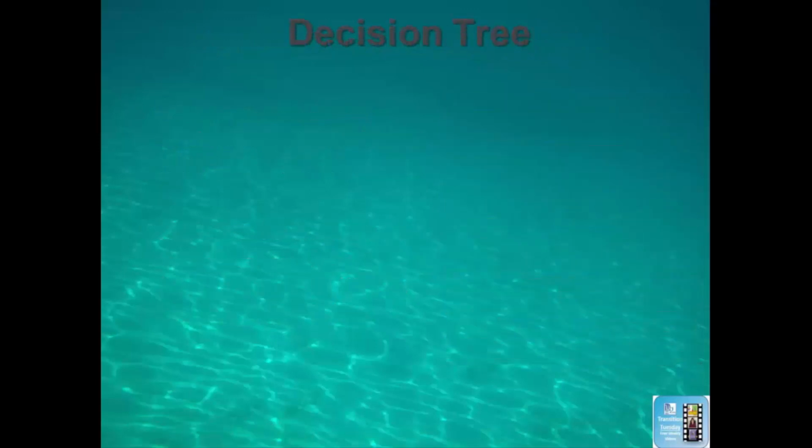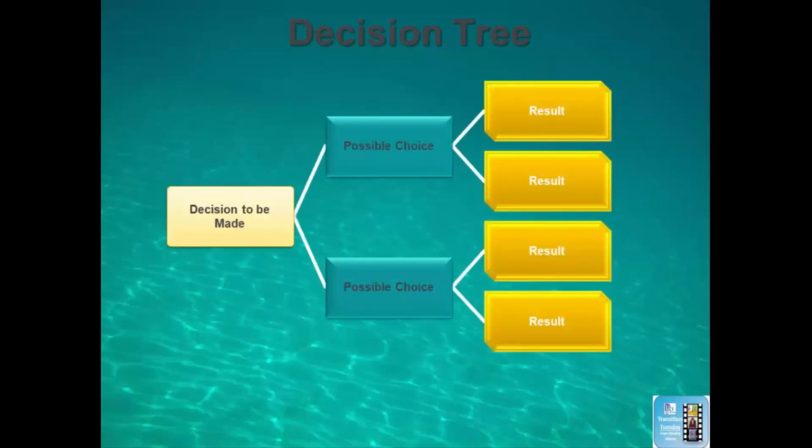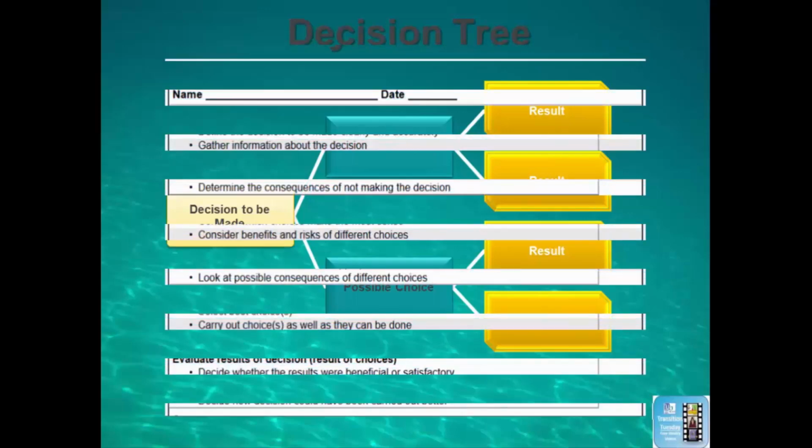The next technique or activity is the decision tree. The student would start on the left-hand side and write in the box the decision that they need to make. Then they would list 2 possible choices in the center boxes and the different results for the possible choices on the right-hand side. Using a decision tree gives the student a nice visual to help them make a decision.